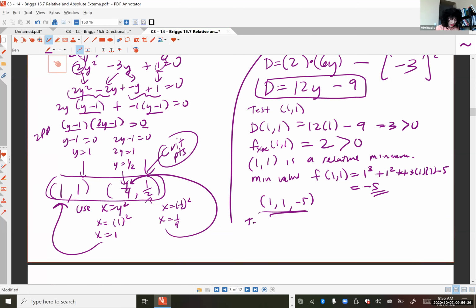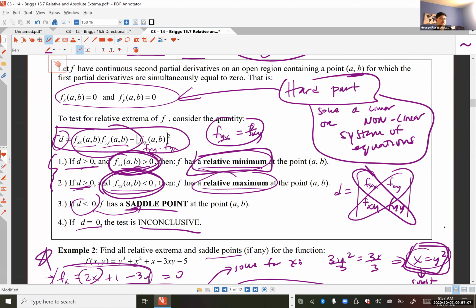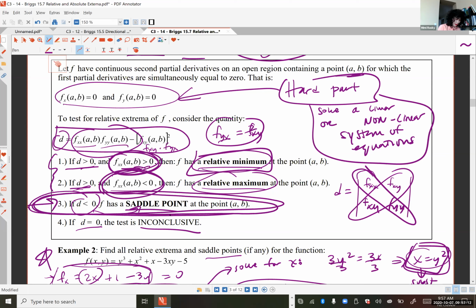Now what about the other critical point, the 1/4, 1/2? You've got to test it too. It's part of the mix. So what is D evaluated at the critical point 1/4, 1/2? Plug it in. When you plug this point into your D, 12 times 1/2 is 6, so I get 6 minus 9, which is -3, and that's a negative number. So what does the theorem say if D is negative? It's a relative maximum. Careful. Whoopsie. D is negative. Saddle point.